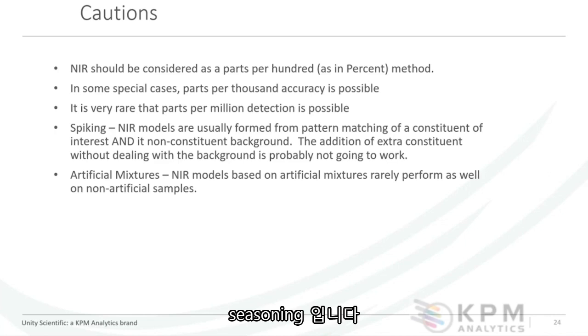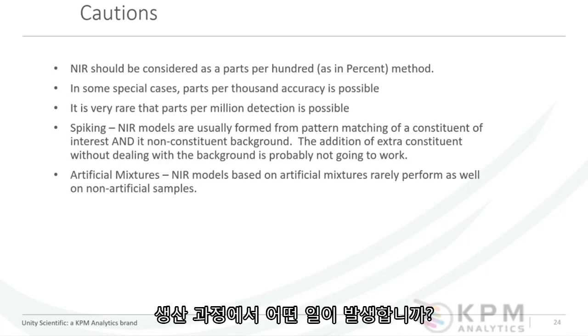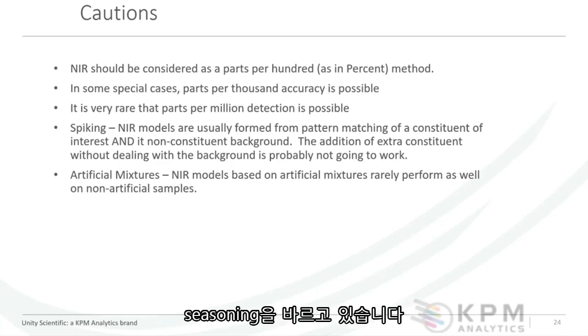One of them I can think of is seasoning, for example, in snack food. We can make artificial samples based on weight with seasoning, but what we're doing there is we're actually mimicking what happens in the production of snack foods. We're applying seasoning for our samples.